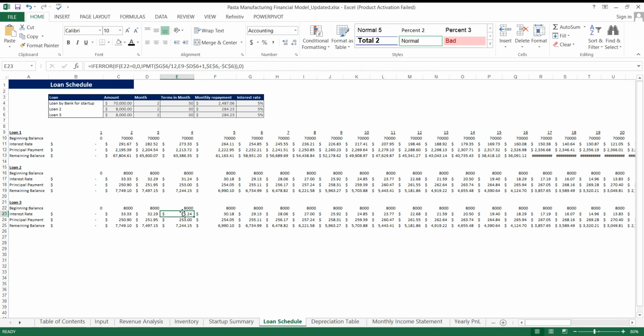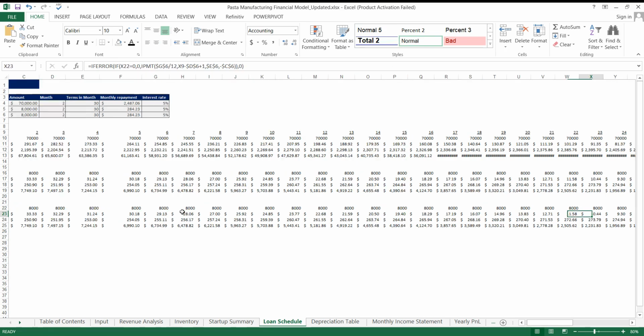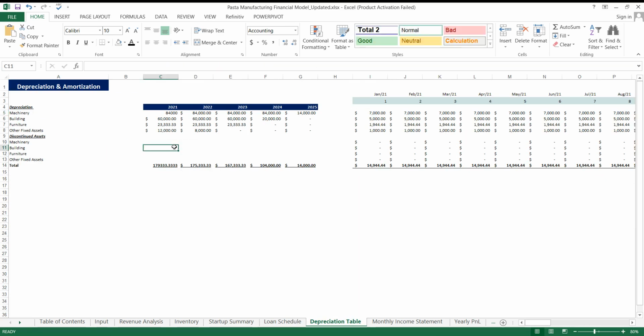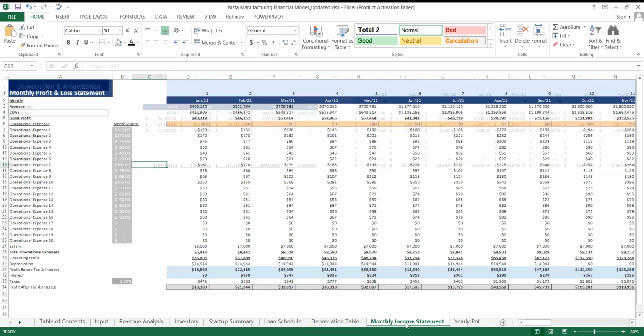The details of external fundings are given in the loan schedule, which gives the monthly payments for all 60 months. The monthly depreciation expenses for all the fixed assets owned by the business are included in the depreciation table.